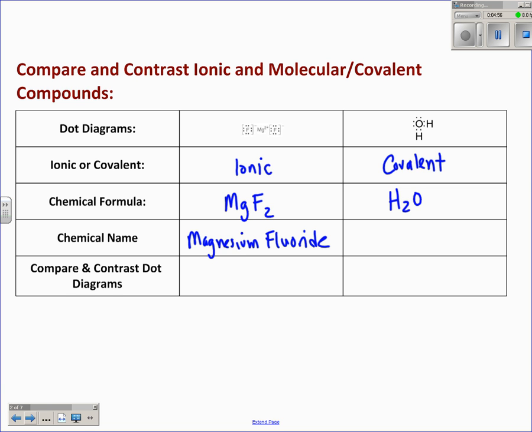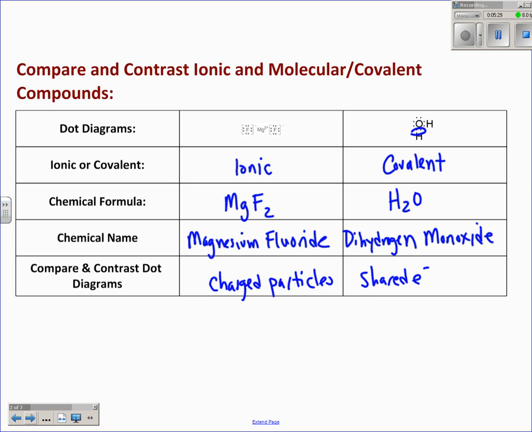Here we use prefixes. Remember, we take the first element and we see there are two atoms, so we call that dihydrogen. The second element, there's only one atom, we call it monoxide. Dihydrogen monoxide, more commonly known as water. And as we said, in this diagram we have charged particles or ions. And here, if you notice, there's shared electron pairs.